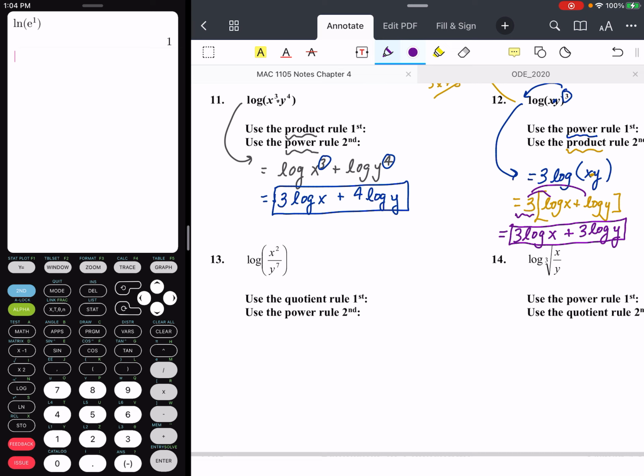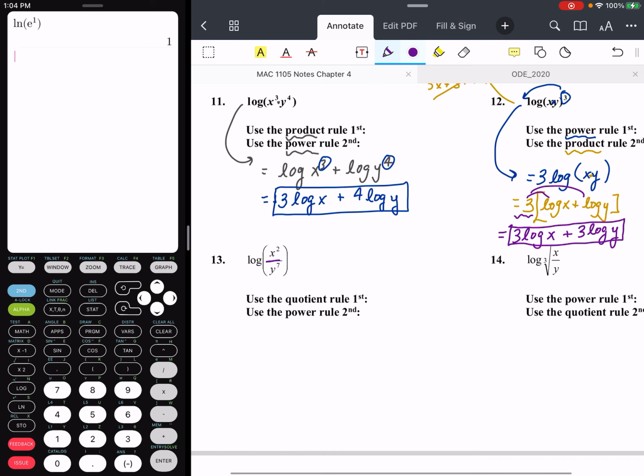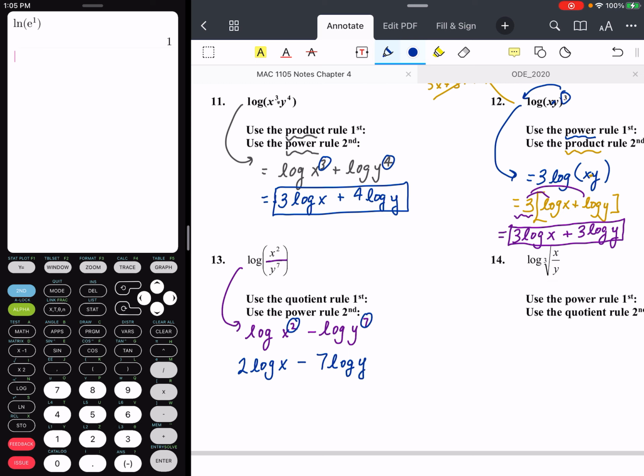For number 13, we have the log of x squared over y to the 7th. This is going to be a quotient rule first. So we've got log of x squared minus log of y to the 7th. And then we can go further and apply that power rule. So this is 2 times the log of x minus 7 times the log of y.